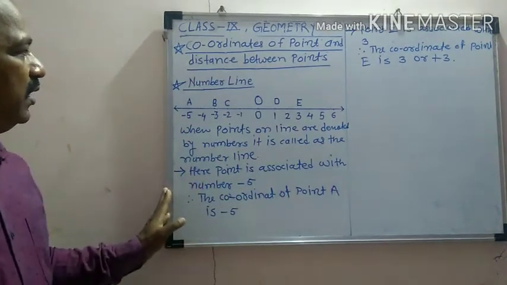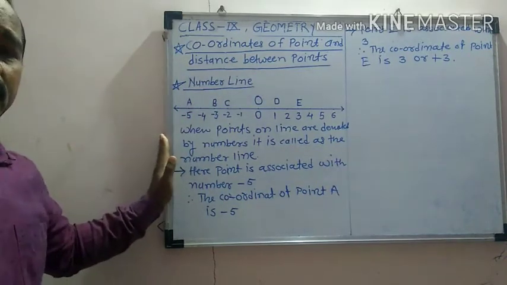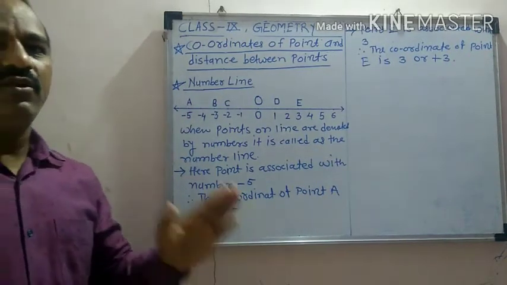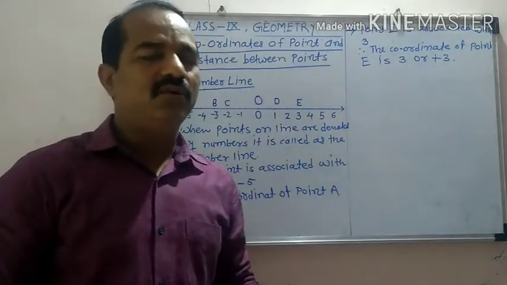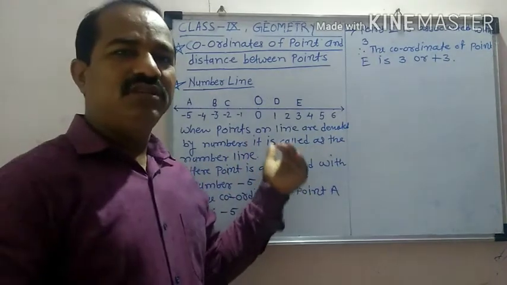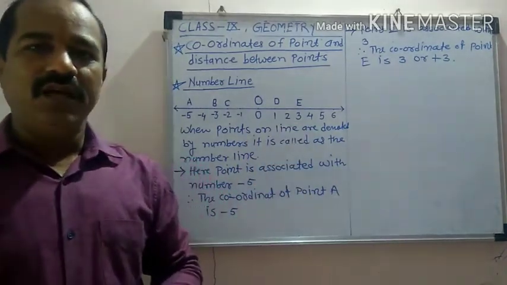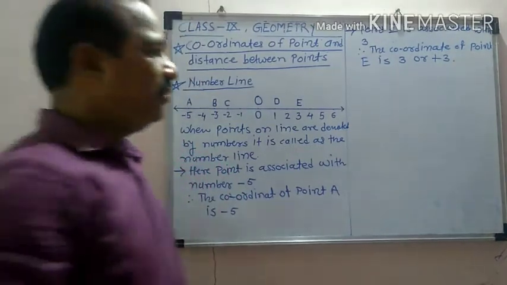Now this is about the number line and the coordinate of a point on the number line. Simply, coordinate is what? The number associated with the point. You just have to note down the number that is related with the point mentioned on the number line. Now we see the distance between any two points on the number line.